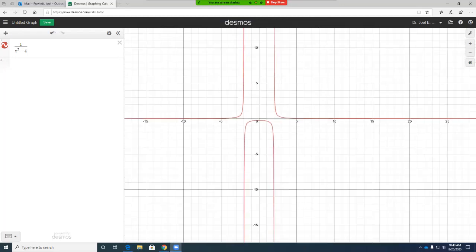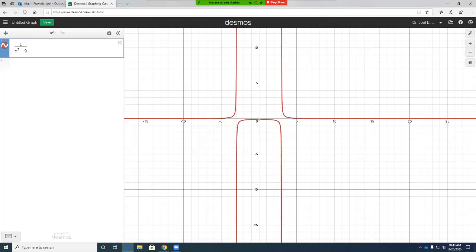Let's take a look at another problem. Let me change the denominator to x squared minus 9. Well, notice this time I have two values, again, that are not allowed for the domain. And what would those be? Well, let's think about that. If our function is f of x is equal to 1 divided by x squared minus 9, what two values of x are not allowed?